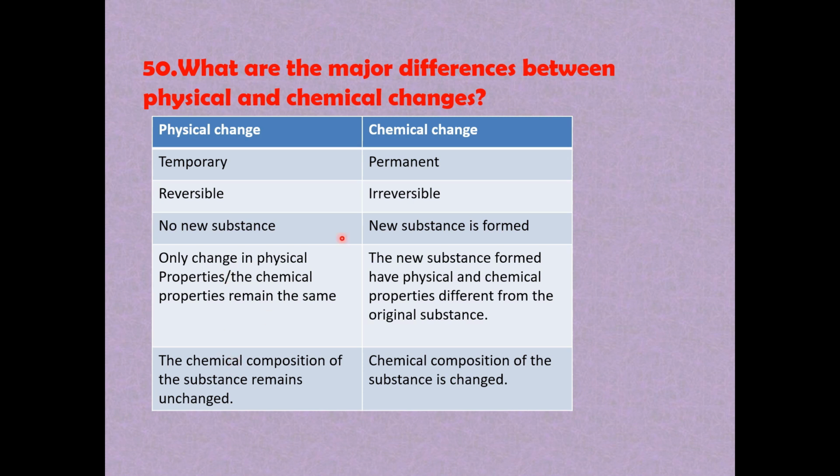Next is about the chemical change. It's permanent, it's irreversible, you cannot get it back. New substance is formed. The new substance formed has physical and chemical properties different from the original substance, and the chemical composition of the substance is changed. That's all about the chapter Physical and Chemical Changes.